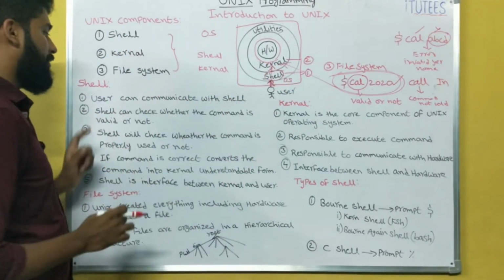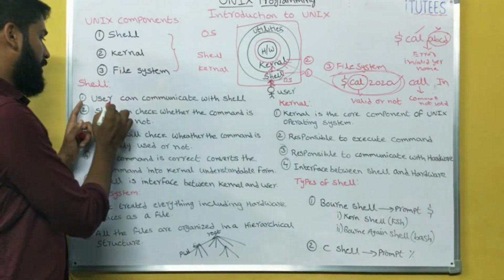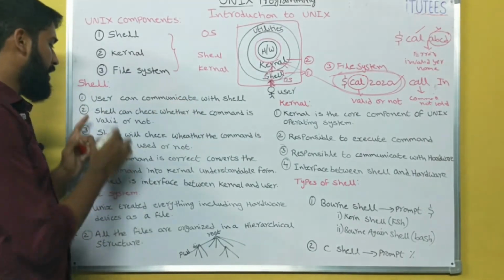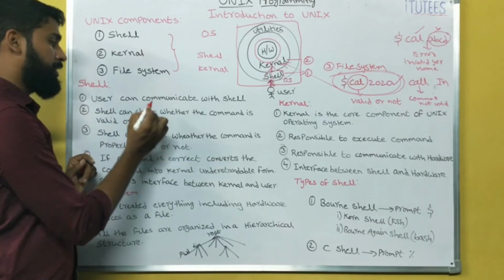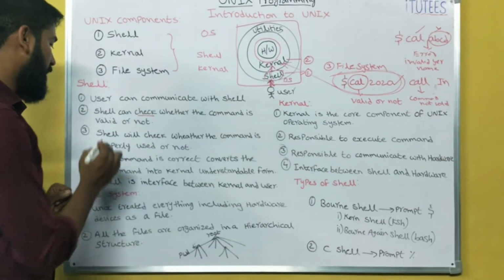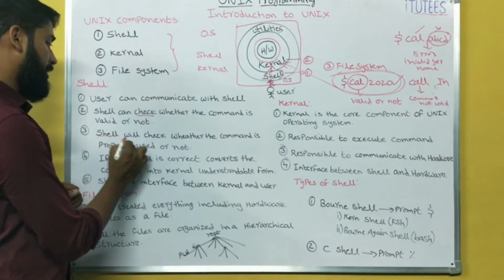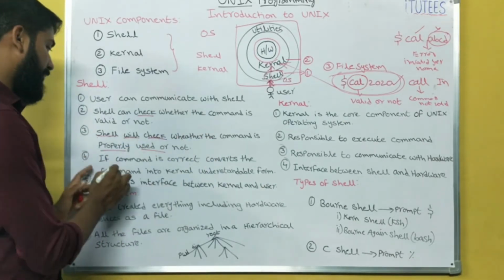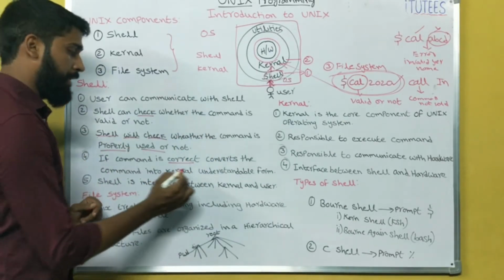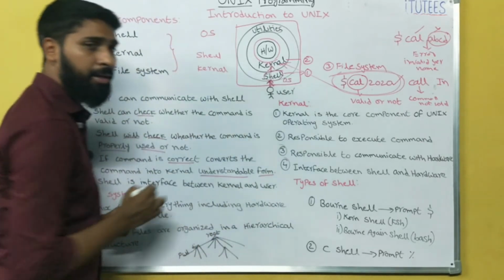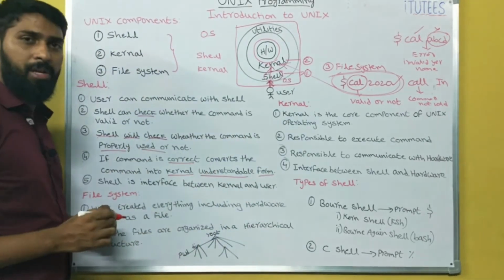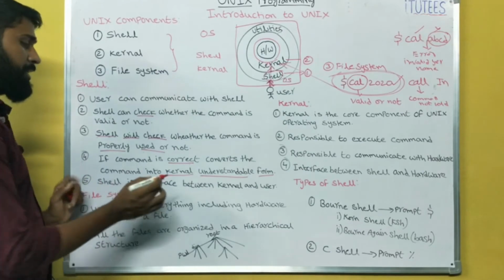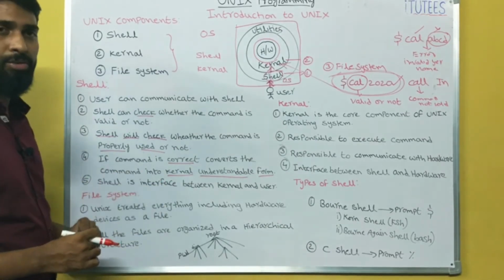So what are the functionalities of the shell? First, the user can communicate with the shell. Second, the shell checks whether the command is valid or not. The shell also checks whether the command is properly used or not. If it is correct, it converts the command into kernel understandable form. And the shell is the interface between kernel and user.